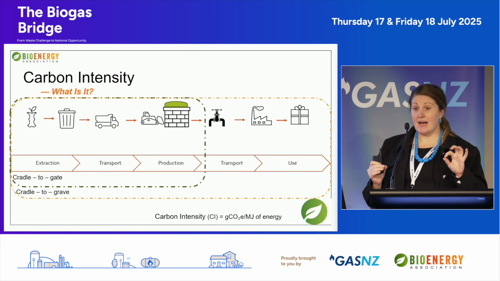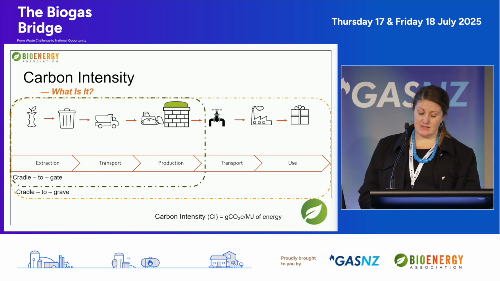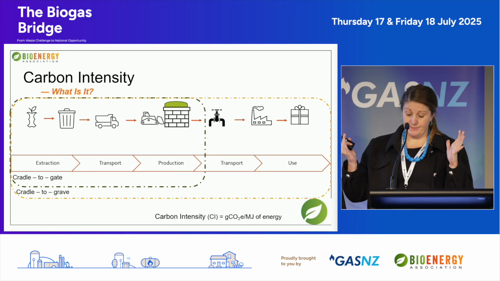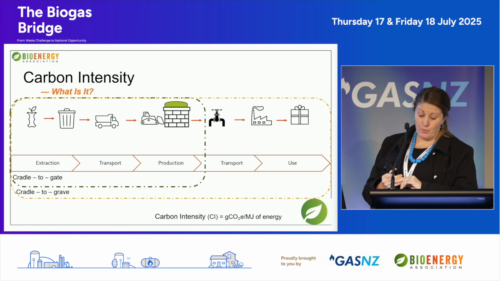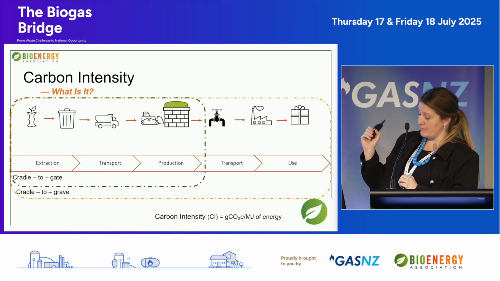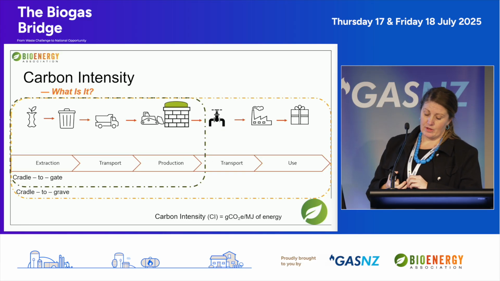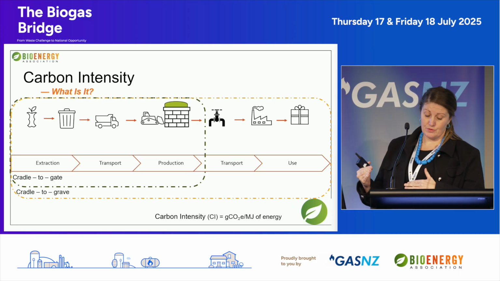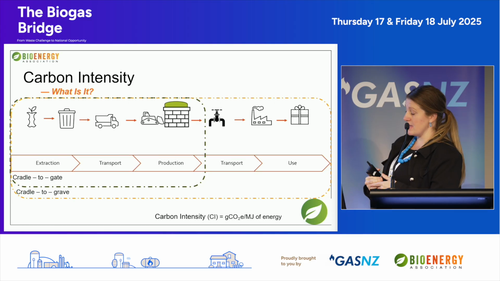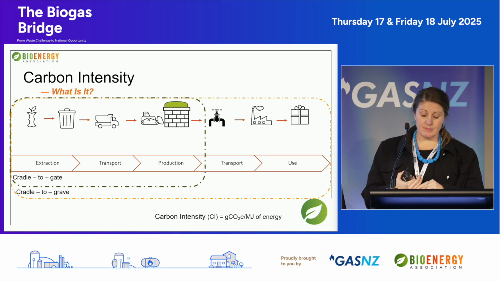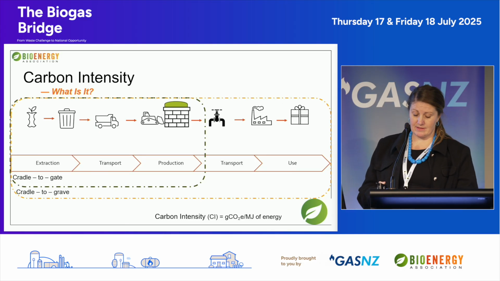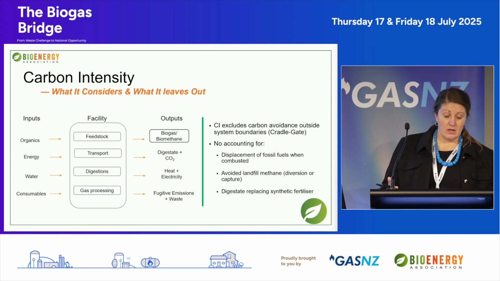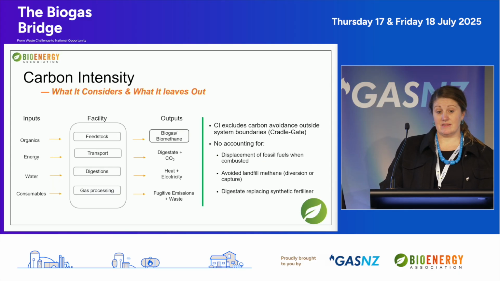So importantly, carbon intensity calculations must initially define a system boundary. And cradle to gate, which is demonstrated there, is the globally accepted mechanism. And this includes all the different processes of direct processing emissions from biomethane leakage, combustion, and upstream emissions from feedstock transport and electricity use. So what it considers and what it leaves out.